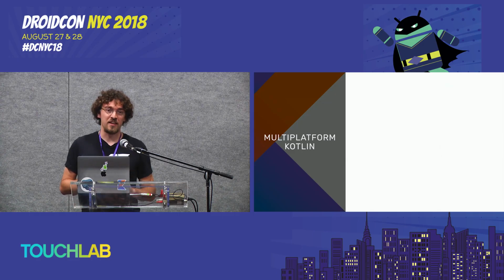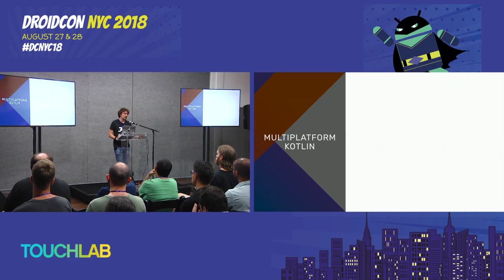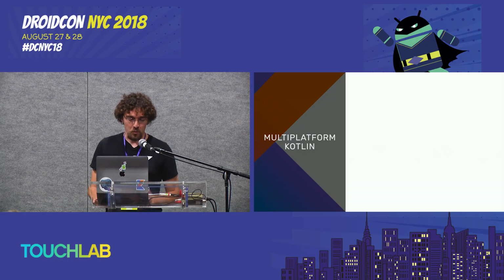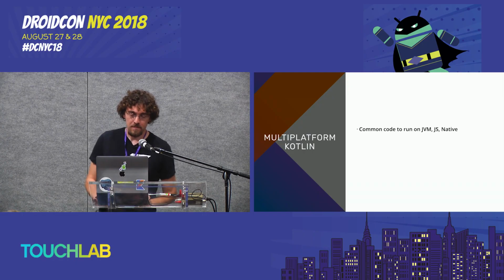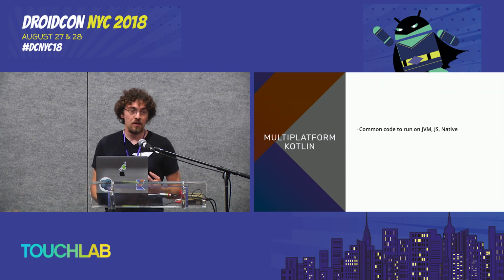So Kotlin Native lets you run Kotlin on iOS, but that doesn't get you code sharing yet. What gets you that is multi-platform, which is a framework that JetBrains has been working on that essentially gives you this common code layer, so that you can compile source code with a subset of the standard library that can then be run on all the different platforms that Kotlin can run on.